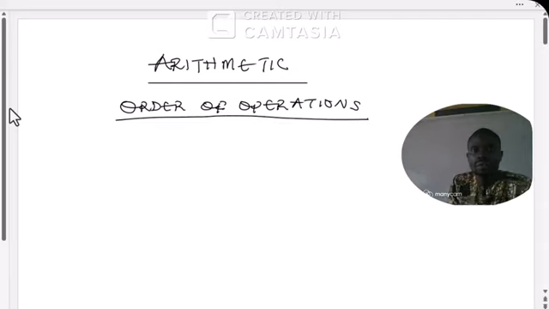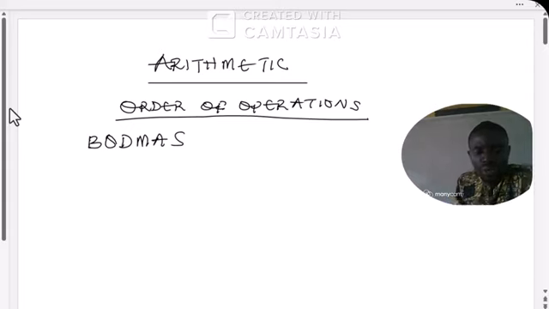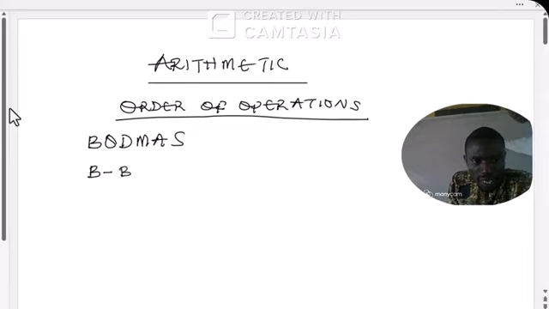Okay. So in the order of operations, there's an acronym called BODMAS. So this is the order of operations. It tells us the correct order to carry out mathematical operations. So if you want to carry out a mathematical operation, you follow the order. B stands for brackets.